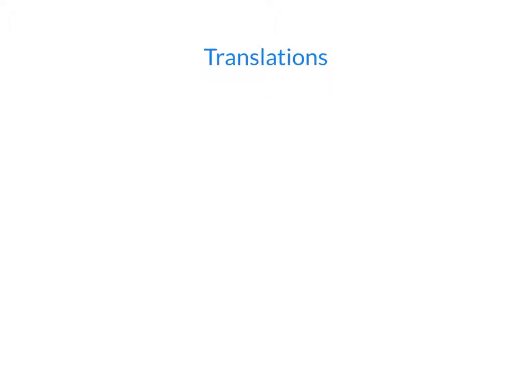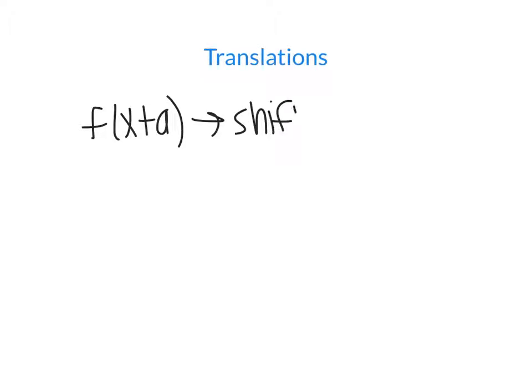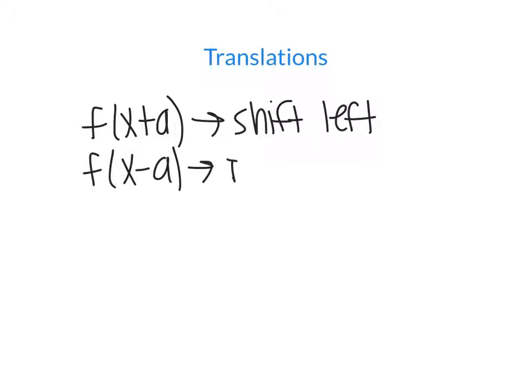As far as notation goes, if you have something that you're adding to x inside the parentheses of a function, this would result in a shift left. If you have something being subtracted from x in the parentheses, this would result in a shift right. And those would represent your horizontal shifts.